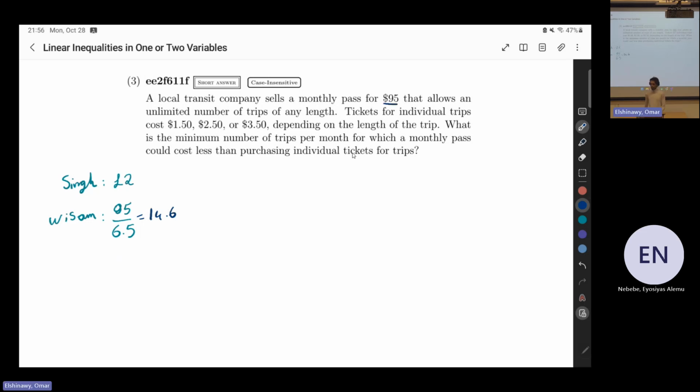So the monthly pass costs $95 to start. And it gives you unlimited access. So it's like a semester ticket, for example. Semester ticket costs $95 per month. And so you want to find out when it would be useful for anyone to buy the monthly ticket, other than buying a ticket every single time. So can you put 14 because you cannot make it 14.6 trips.